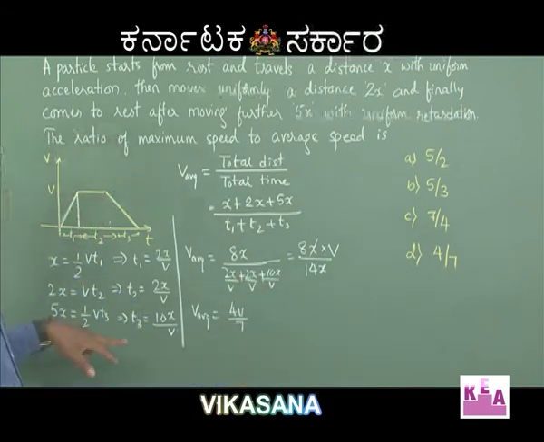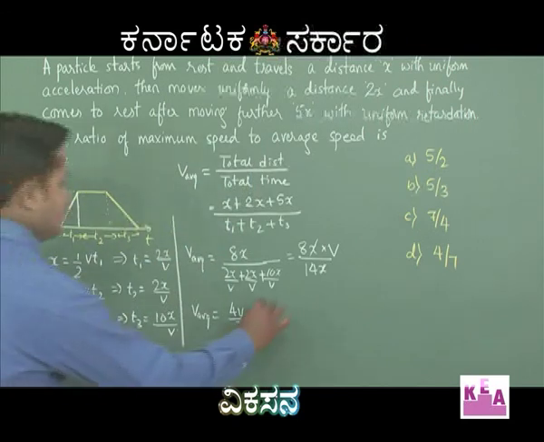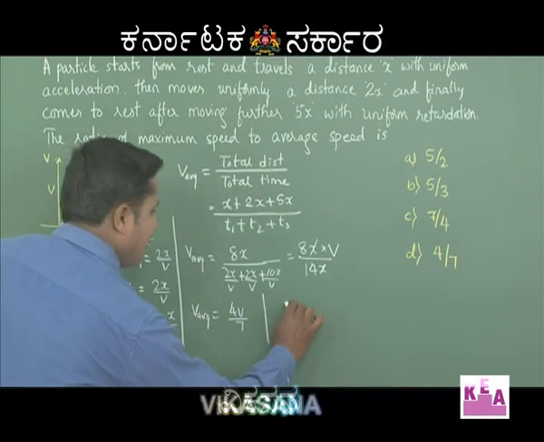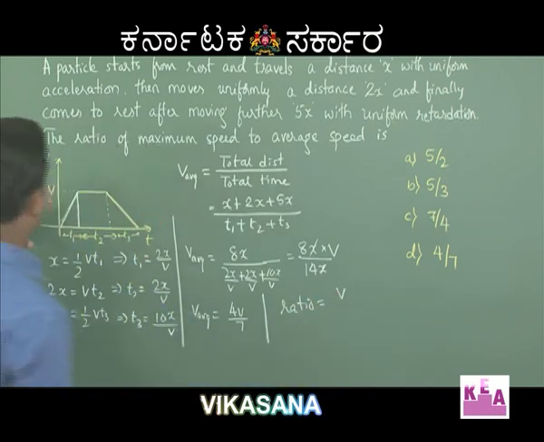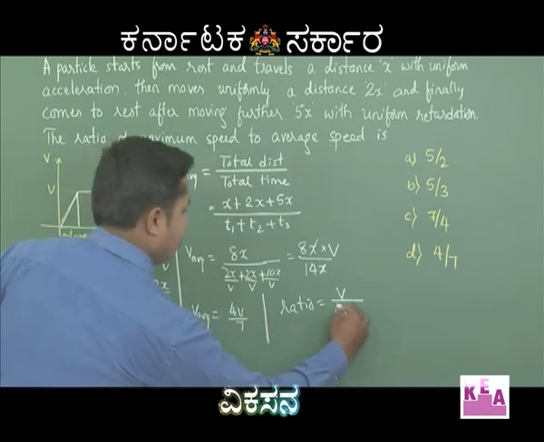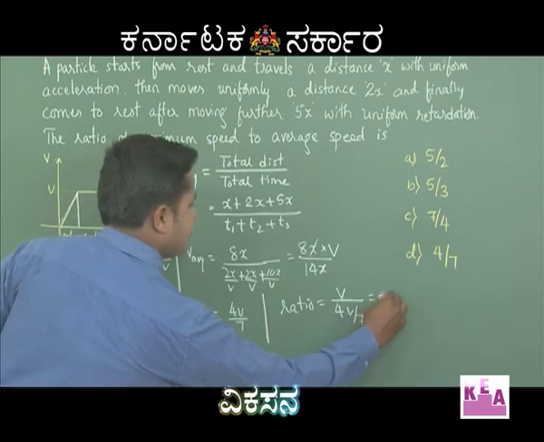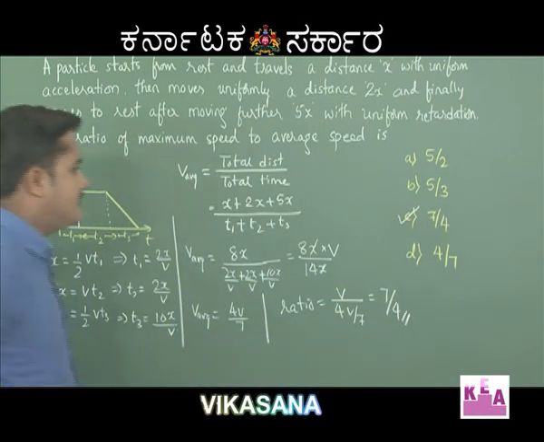But what is asked? My required ratio is the ratio of maximum speed to average speed. Maximum speed is v divided by average speed, which is 4v by 7. And the answer is 7 by 4. Option C is the right answer.